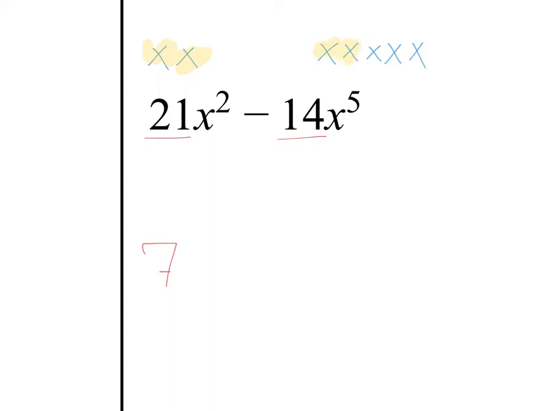So my GCF is going to be 7x squared because I'm taking away 2 x's. Now, what are we going to have left over? Let's see. If we're dividing the numbers by 7, 21 becomes a 3. Negative 14 becomes a negative 2. Here, if I started with 2 x's, but I divided out 2 x's, an x squared, well, there's just no x's left, right? Those guys would cancel each other out.